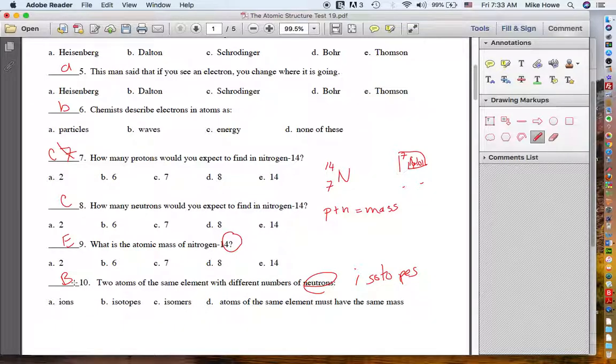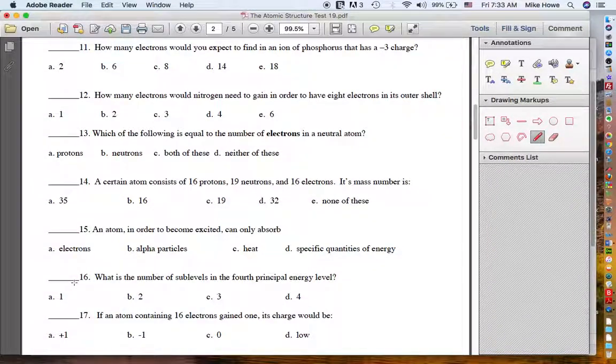All right, so there's your first 10. Now let's go to the next 10. If you look at phosphorus on your periodic table, you'll see that phosphorus has 15 protons. If it has a -3 charge, that means that it's gained electrons. Normally the electrons equal the protons if there's no charge, but if there's a negative 3 charge, that means you've gained 3. So that would be 18. Oh, the answer is C. No, the answer is E.